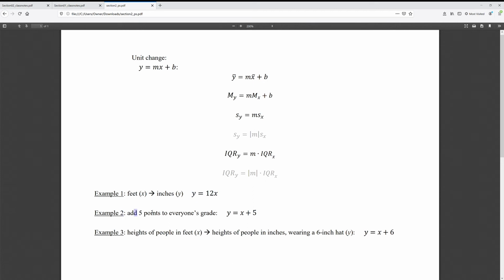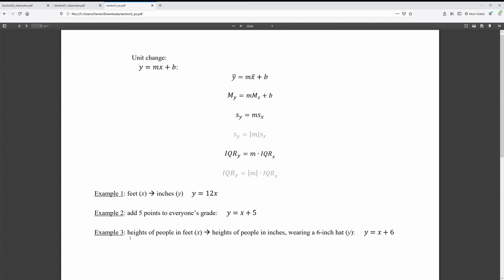Example number 2, add 5 points to everybody's grade. Well, moving the entire histogram 5 one way or the other does not change how far stuff is from other stuff. So the new mean will be add 5 to the old one. The new median will be add 5 to the old one. The new standard deviation will be the same as the old standard deviation, and the new IQR will be the same as the old IQR.